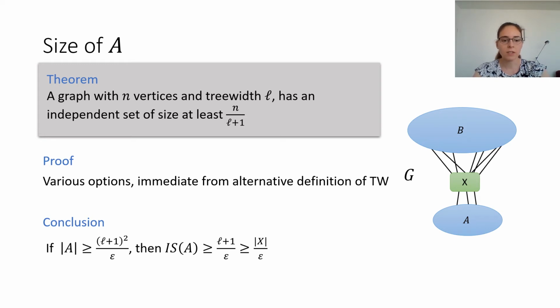Okay, so in conclusion, if the size of A is at least (L+1)² over epsilon, then A has an independent set of size at least (L+1) over epsilon. So then it has a fairly large independent set compared to the size of X.